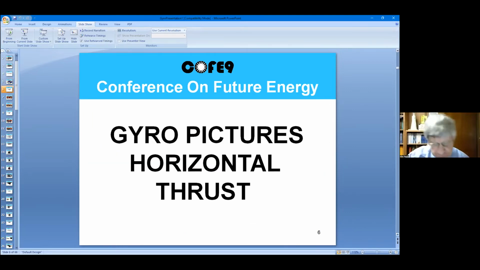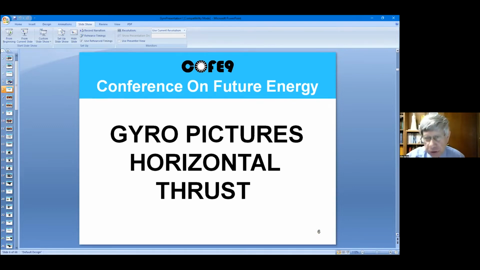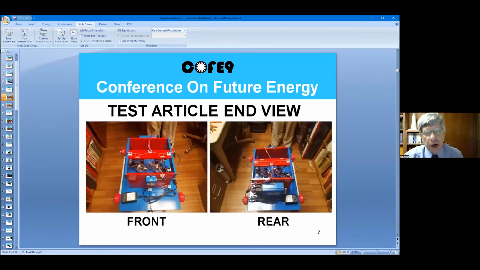We'll start with some pictures of the test article here. This one has the gyroscopes mounted in the horizontal position, which is thrust in the forward direction. The front of the vehicle here has the servo controllers, which run the servos, which slew the gyros. You spin it around on the backside here, you have the instrumentation, power supplies that run the gyroscopes themselves.